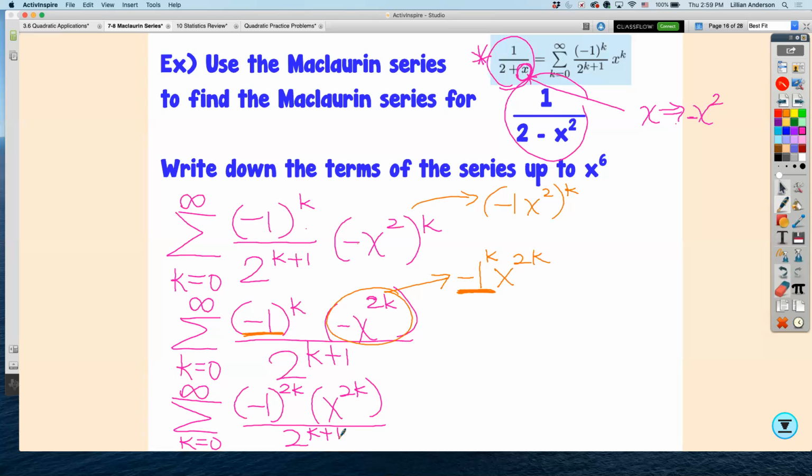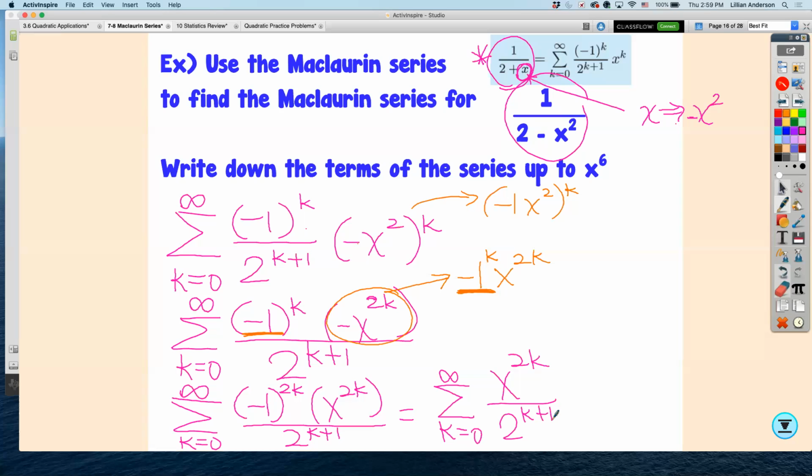If I plug in 0 for k, or 1 for k, or 2 for k, or 3 for k, which I am going to have to do, it's always going to be a positive number because a negative number raised to an even power is always positive. And the reason why it's going to be an even power is because it's 2 times a number. 2 times any number always makes it even. So I can remove that. So now my most simplified Maclaurin series is x to the 2k over 2 to the k plus 1. Now I can find my series up to x to the 6. It's in this most simplified form.